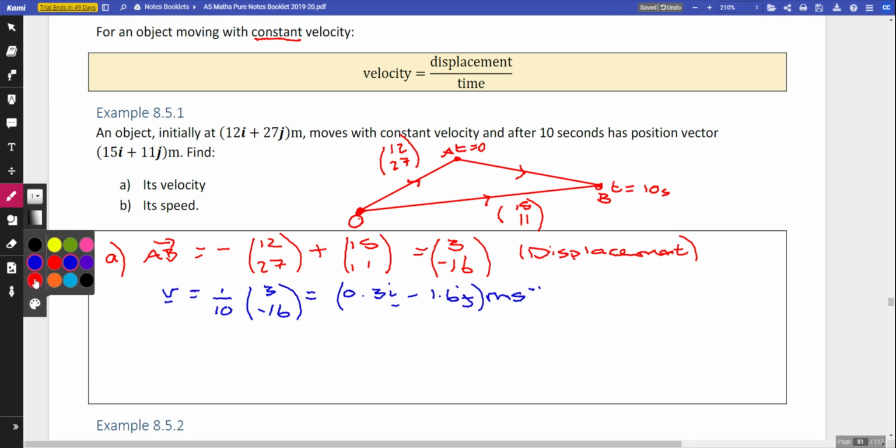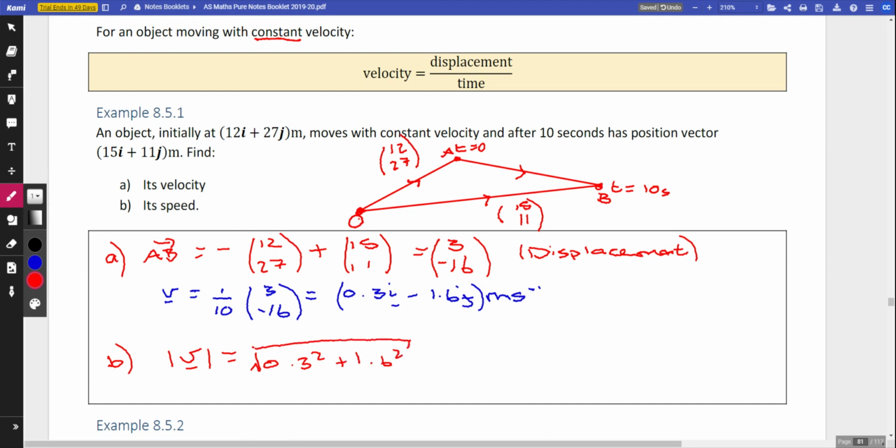The speed then is the magnitude of this vector. So to work out the speed, we're just doing the square root of 0.3 squared plus 1.6 squared. Remember, we said we don't need to worry about that minus sign, because we know when we square minus 1.6, all squared would become positive. And then I'm going to give my answer to 3 significant figures. So that's 1.63 meters per second, to the minus 1, to 3 sig figs.